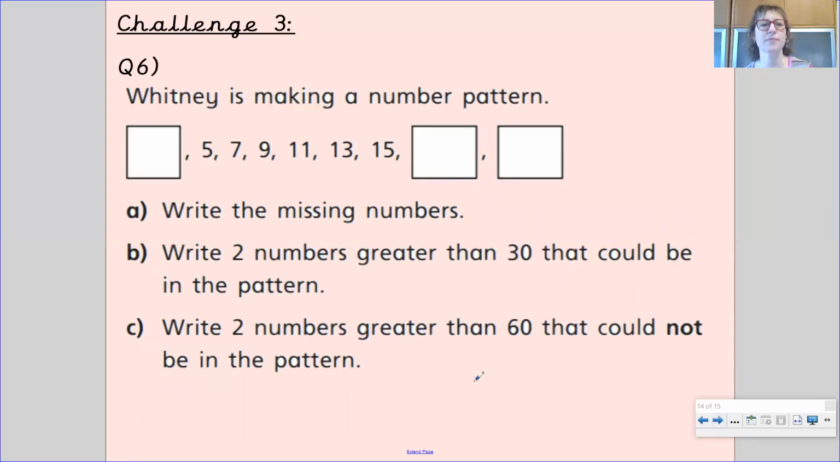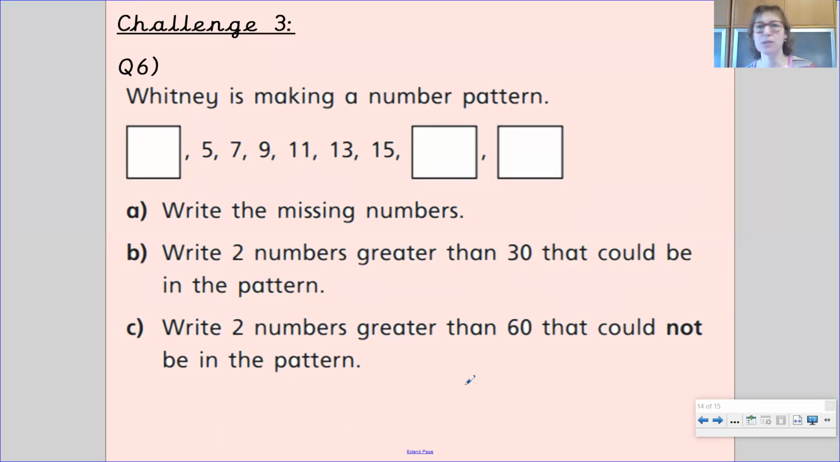Okay, number 6. Whitney's making a number pattern. And you've got the middle numbers there. You're missing a 1 at the beginning and a 2 at the end. So you've got to write in the missing numbers. Then you've got to write in 2 numbers greater than 30. That means bigger than 30. That could be in the pattern.